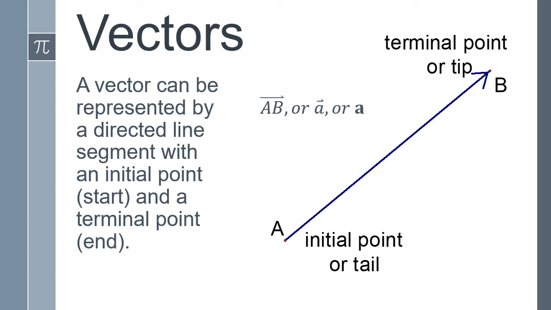It doesn't continue on. If you'll remember from rays, it would be like ray AB, and the point B would be, the arrowhead would be beyond that point. This is vector AB, or we would just say vector A in this case. And that would mean that we started at A, the initial point or tail, and the stopping point is the terminal point or the tip.